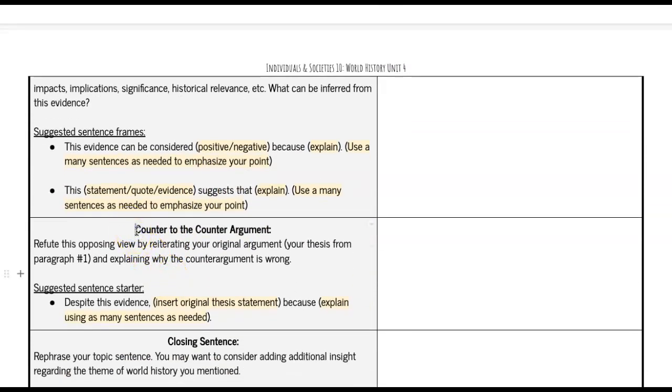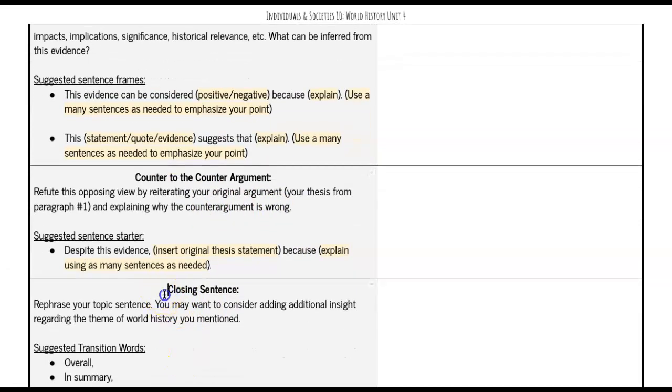Then you'll want to include this sentence that's called the counter to the counter argument. When we say the word counter in this case, it means against. So you're doing an against argument against the argument. It's a little much, but go with me. You'll refute the opposing view by reiterating your original argument, in other words, your thesis from paragraph 1. And then you'll explain why that counter argument is wrong. So you might want to start with, despite this evidence, and then go back to your original thesis statement here, and explain why. So again, explain why the counter argument is not right.